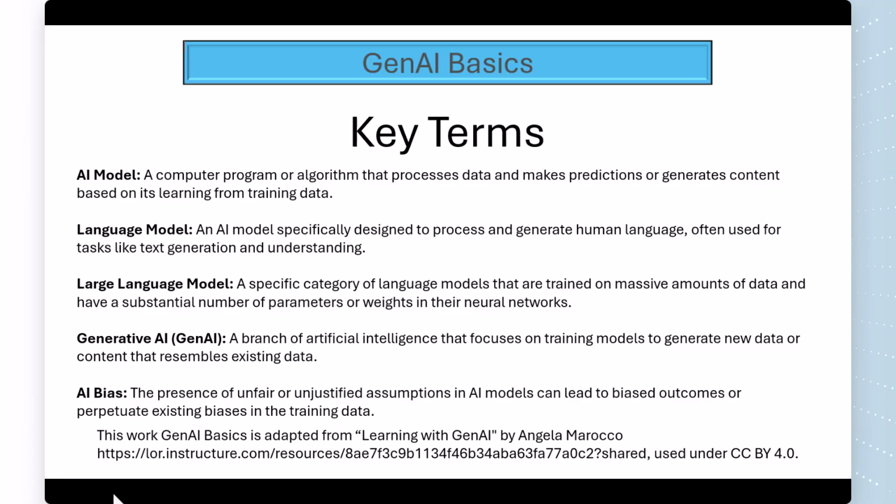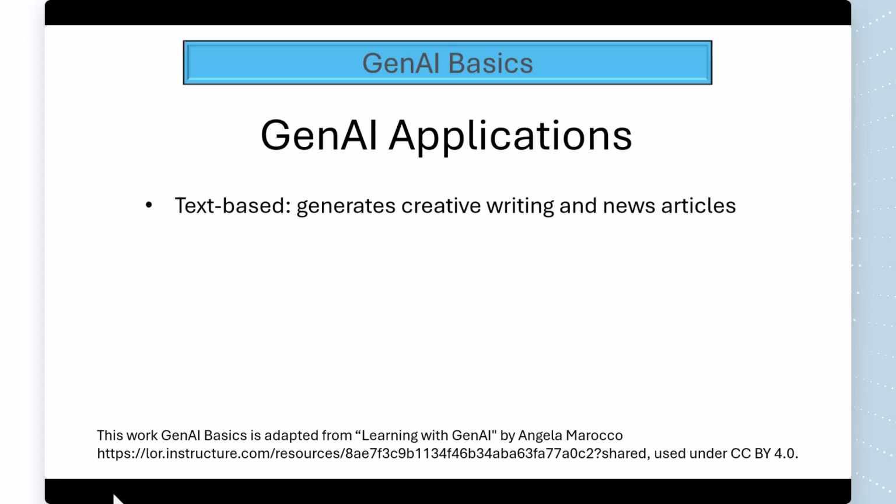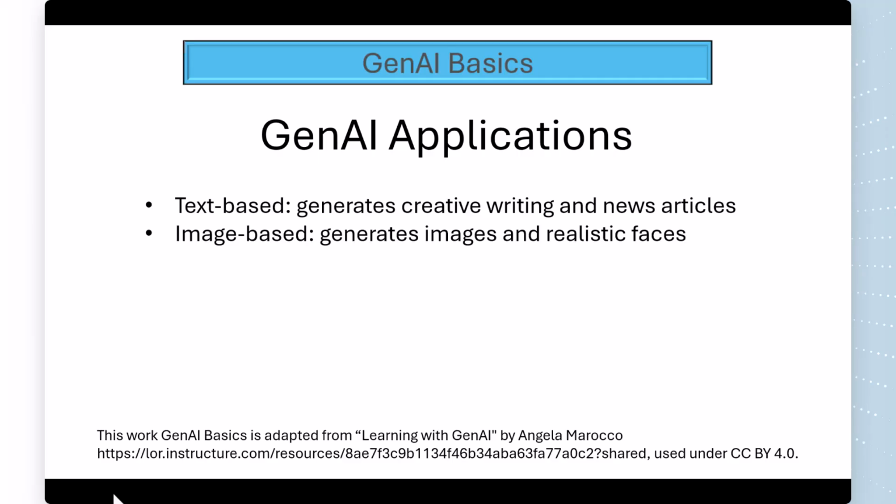Knowing that GenAI generates, let's take a look at some applications. GenAI can be applied in different ways. The most common applications are text-based GenAI, image-based GenAI, and software code generators. Text-based GenAI utilizes natural language processing to generate text, enabling it to produce creative writing, dialogue, and even news articles. On the other hand, image-based GenAI leverages computer vision to generate images, artwork, and even realistic faces.